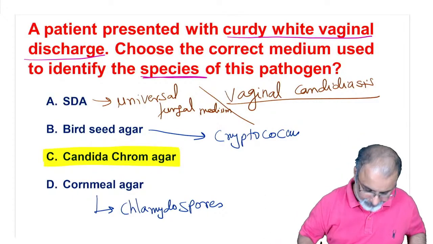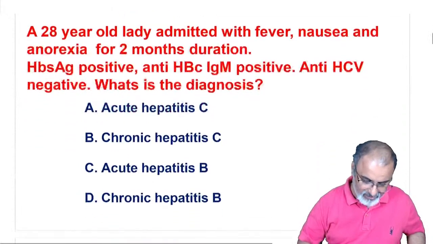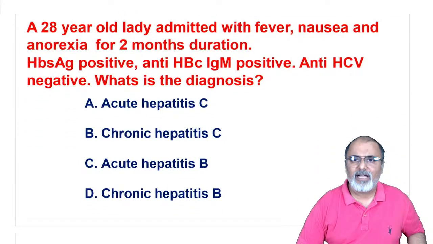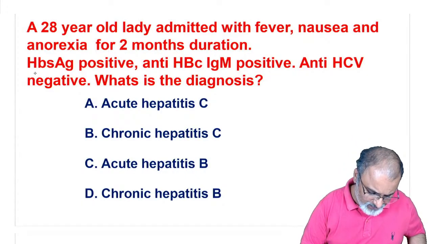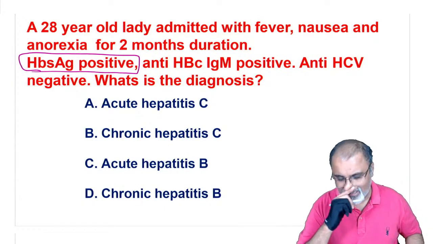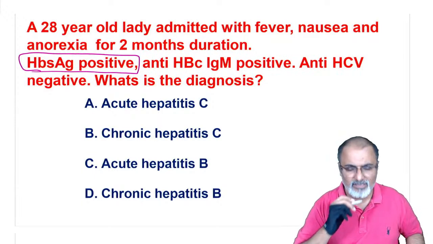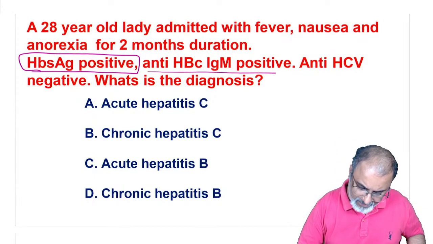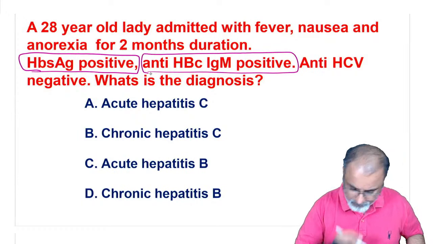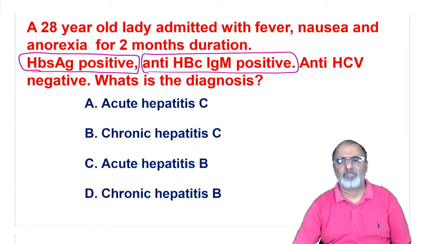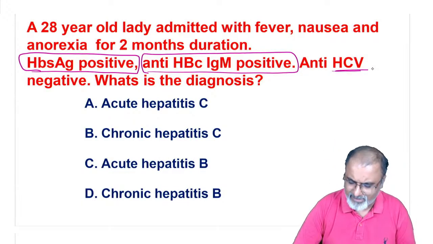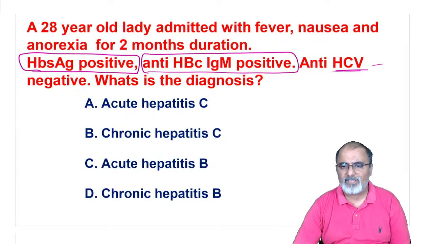Next is a 28-year-old lady admitted with fever, nausea, anorexia for 2 months duration. Surface antigen positive, that indicates presence of infection. Core antibody IgM positive, disease present, that also acute. Anti-HCV negative. Hepatitis C negative. What is the diagnosis?